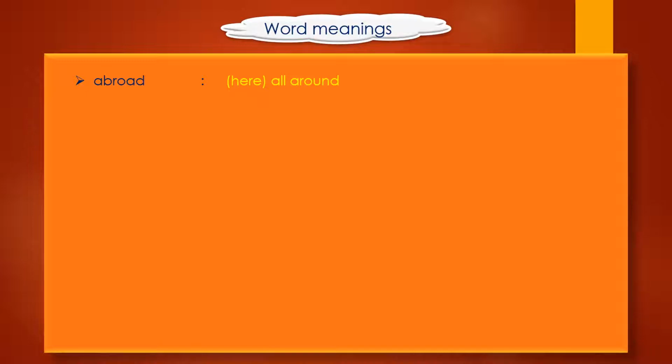Now next word, foreign. Foreign means of or from a different country. See children, we are living in India. India is our country, right? So any country other than India is a foreign country for us, isn't it? If we talk about any country, we say foreign country. So foreign means of or from a different country. Clear? Yes. Now let's see the next word.